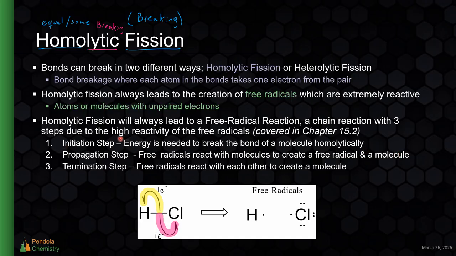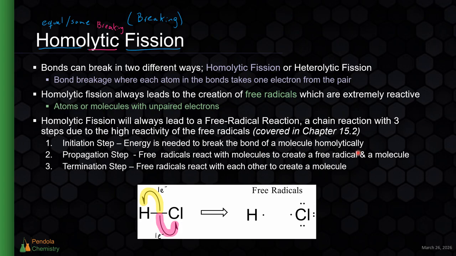Why? The initiation step creates the free radicals and requires energy, so that step does not happen over and over again much, because it requires a constant input of energy. But step 2, propagation, happens over and over and over again. Once the free radicals are created, they react with molecules, and that reaction leads to the creation of free radicals and more molecules. The free radicals created there react with more molecules, create more free radicals and more molecules. So the propagation step is a chain reaction that happens over and over again.